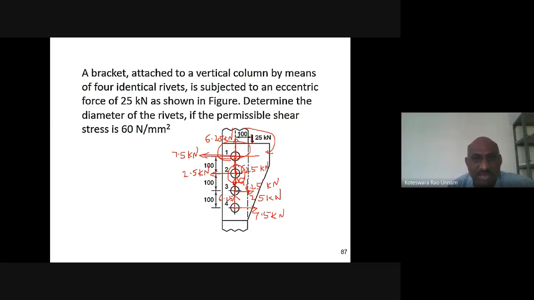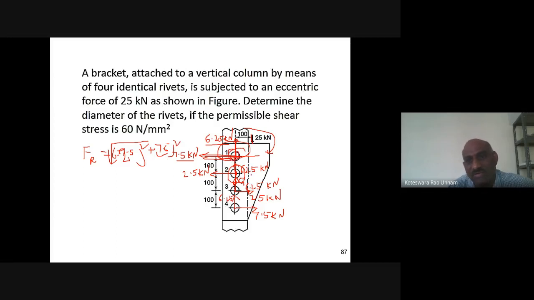One force is acting vertically upward, the other one is horizontal. Therefore the angle between these two is 90 degrees. In that case cos 90 will become 0. So the only thing is you have to take the square of these two forces. That is, our resultant force Fr is nothing but the square root of, first I'll write, 6.25 whole square plus 7.5 whole square. So this is the resultant force on the first rivet.